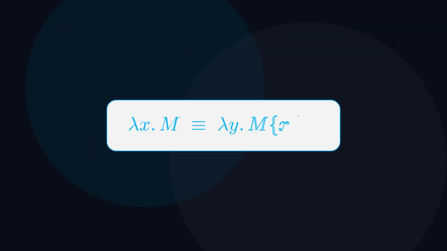The general rule is that lambda x dot m, where m is any expression, is alpha equivalent to lambda y dot m[x/y], which means that we're gonna replace all the instances of x inside of m with y.